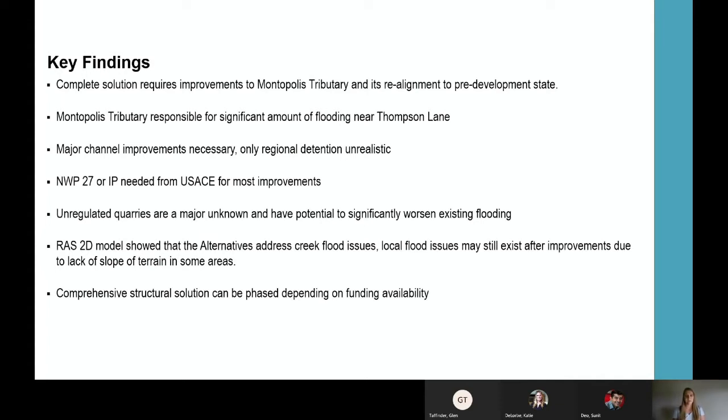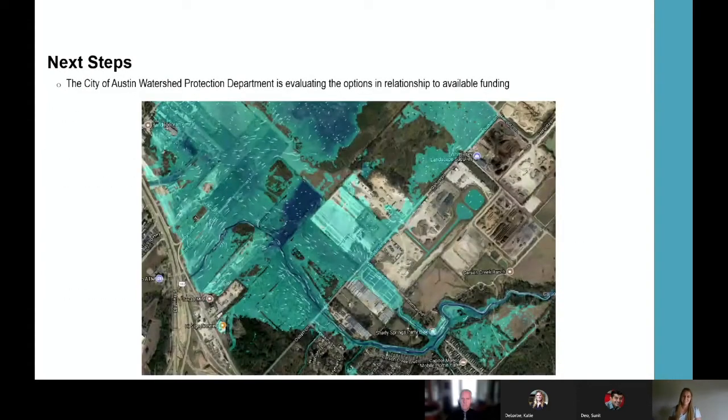And in this case, the RAS 2D model was able to address creek flood issues, but like we said, it doesn't really account for local flood issues, specifically within Problem Area B. A comprehensive solution could be determined, and it could be funded or phased to account for incoming funding. So I'm going to let Glenn give us the next steps.